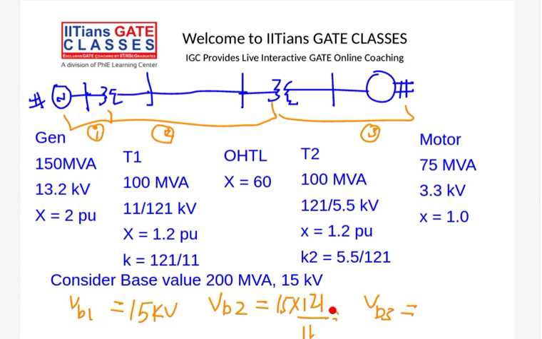What is the value? That will be 15 divided by 11, right? So 15 into 11, 165 kV. And again, we then encounter a transformer, and this transformer is 121 bar 5.5. So whatever the base value was there at point 1, 165 into 5.5 divided by 121.